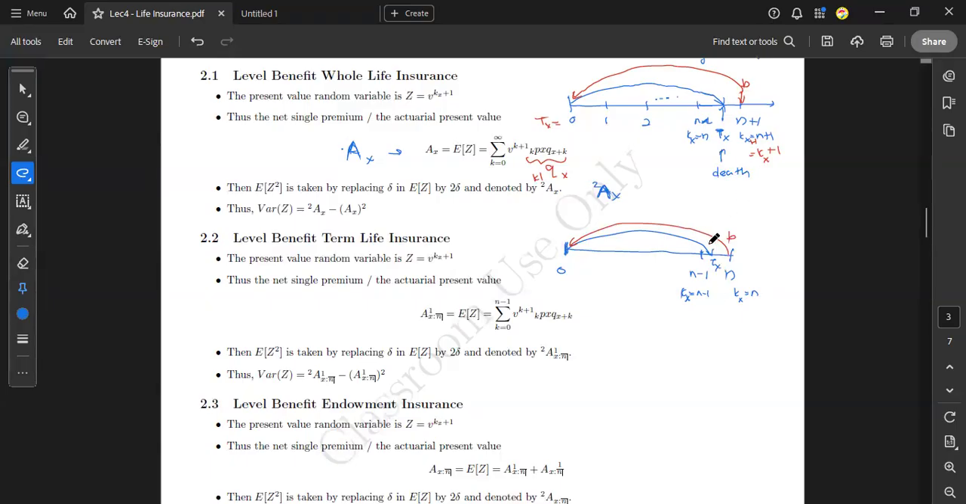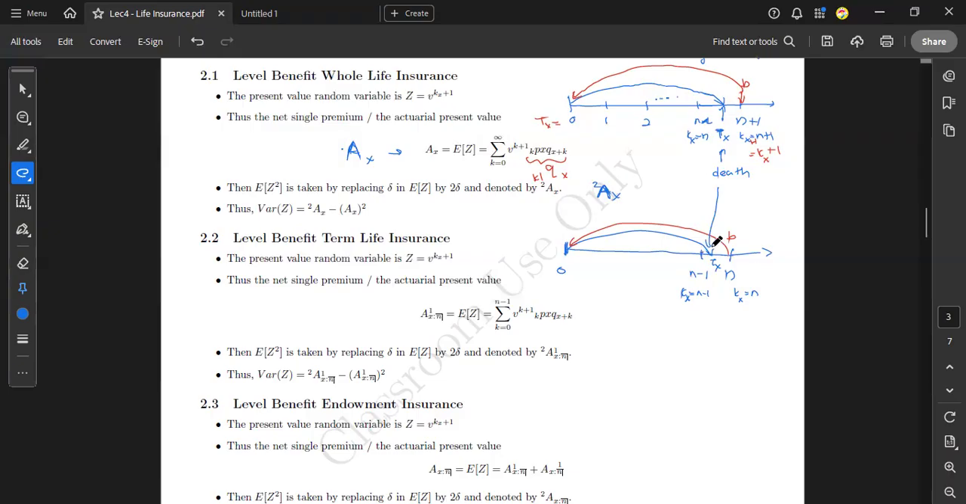So for this one is death. And in that case, we don't need to go from k equals 0 to infinity. We just need to go from 0 to n. Since we cannot go beyond n, the maximum value for k is n minus 1, because if the death occurs after n, we don't want to pay. That means the benefit is 0, so we don't have to average that area.